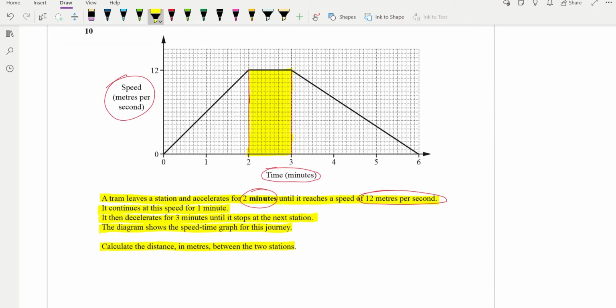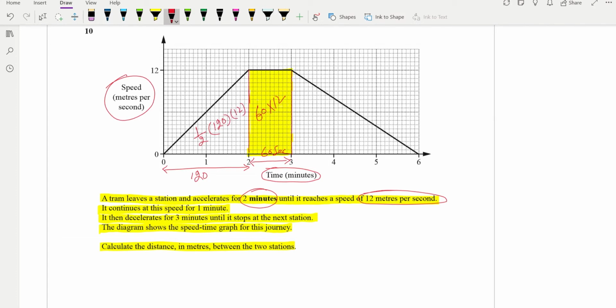If we check the area of this rectangle, this is 1 minute, so it will be 60 seconds, and this side is 12, so 60 multiplied by 12. For the first triangle, this side is basically 60 plus 60, for 2 minutes it will be 120. So this will be 1 by 2 into base, which is 120, into height, which is 12.